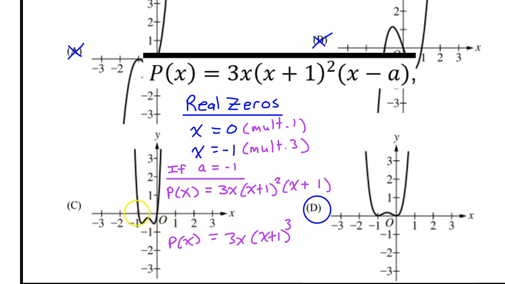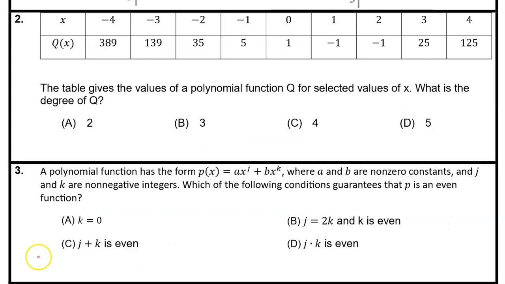Looking at option C, there are no points of inflection, so this would not fit. In fact, we see that the graph just goes straight through both of these zeros. That would only happen if the x plus 1 also had a multiplicity of only 1. And that's just simply not what we see. So the answer is D, like we said before.